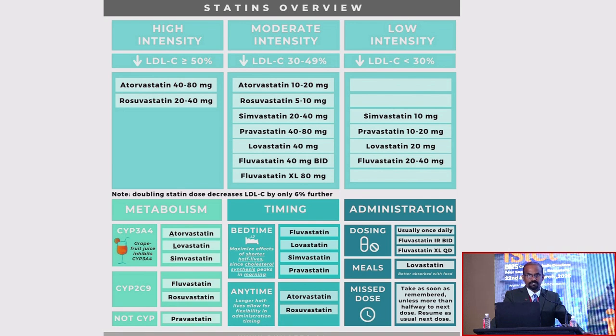Moderate intensity, which is what we usually resort to: atorvastatin 10 to 20, rosuvastatin 5 to 10, simvastatin 20 to 40. And low intensity is simvastatin 10, and usually they are not commenting about atorvastatin or rosuvastatin there. And regarding metabolism, out of all the statins, almost all are microsomal inducers except one, that is pravastatin. So I don't think we are using too much pravastatin in the Indian population.